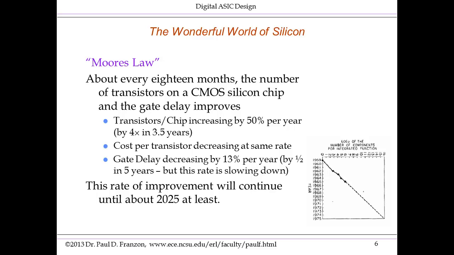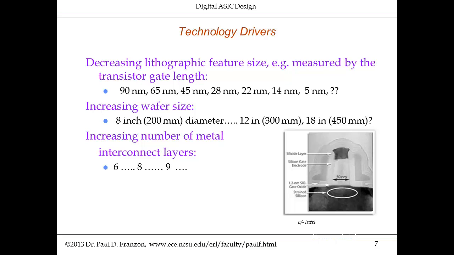There are some corollaries of being able to put more functions onto a chip per year. Obviously, you can do more with each chip. The cost of each transistor goes down. And because of the way we're doing this, by making the transistors smaller, the speed of each transistor goes up. The reason for this, of course, is we've been able to constantly decrease the lithographic feature size as measured by the transistor gate length.